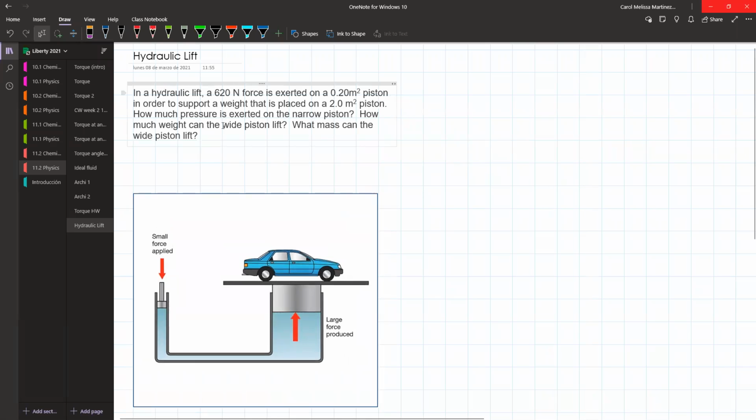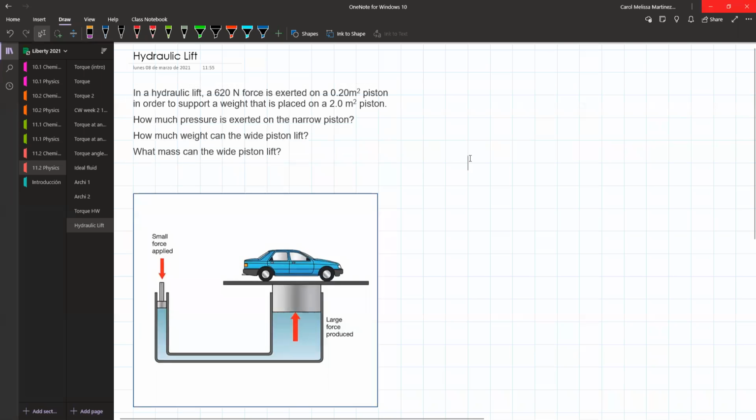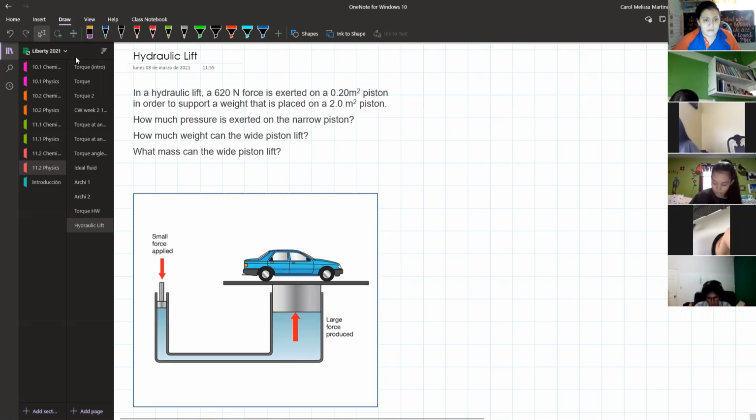Okay, so I'm going to separate the questions. It's asking me to find the pressure in the narrow piston, the weight that it can lift, and the mass that that weight represents. A hydraulic lift looks very similar to the one I put over there. The exercise is not about a car. I put the car because that's the image I found, but it's not about a car specifically.